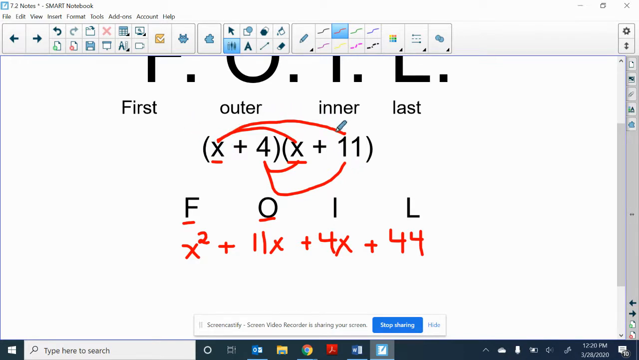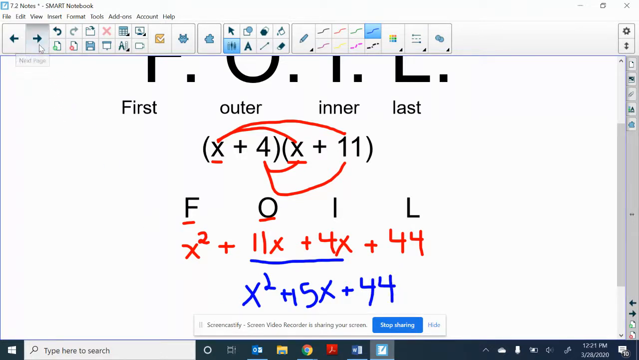First, outer, inner, last. Okay, and the last step is to just combine the like terms, where you can combine my outer and inner, and I get x squared plus 15x plus 44. And that is my final answer. This is standard form because I have the degree 2, the degree 1, and the degree 0. This is a degree 2, or a quadratic trinomial.